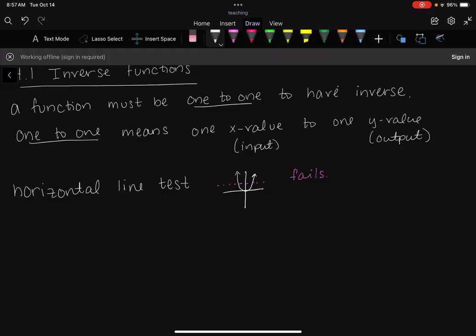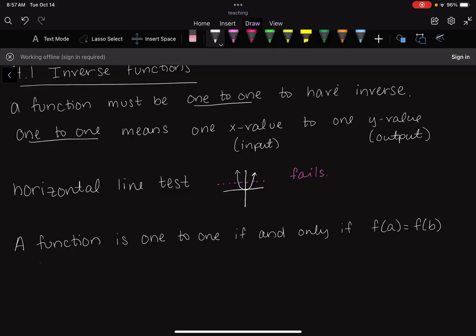Another way we can determine if something is one-to-one is with some algebra. So a function is one-to-one if and only if f of a equals f of b implies a equals b.